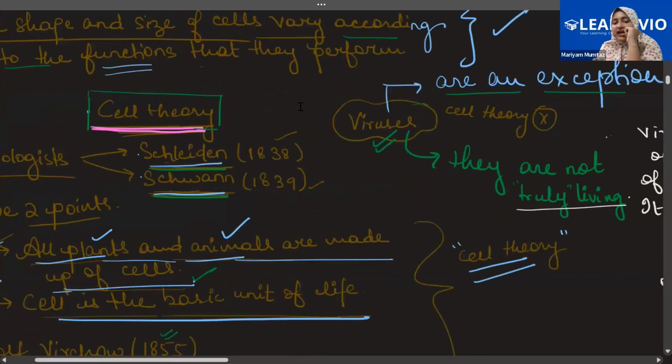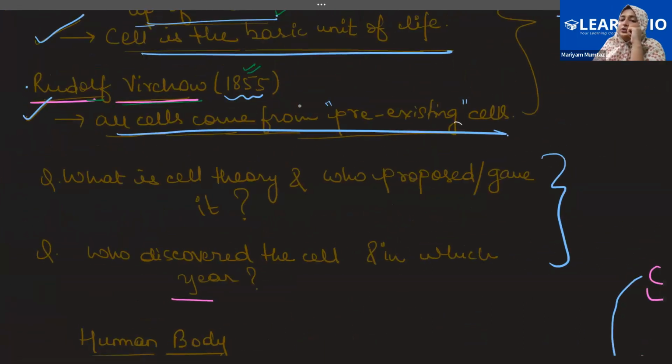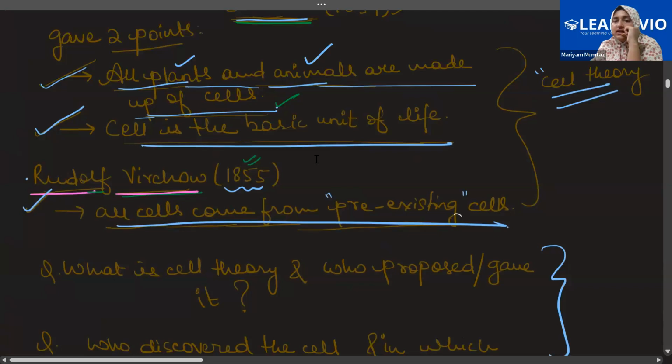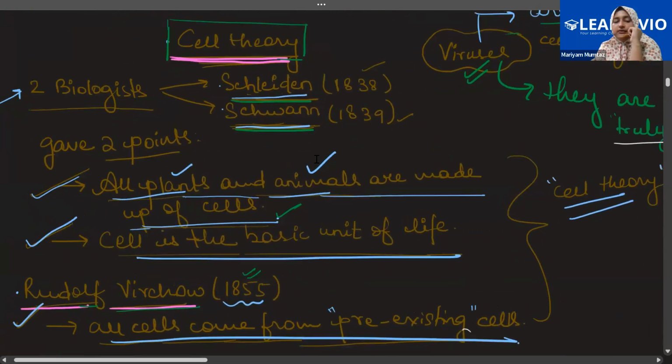Now, the questions that can come from this are like, what is cell theory and who proposed the cell theory? Then another question that can be asked is, who discovered the cell and in which year was the cell discovered? So this much is clear, students. Any doubts? No, ma'am. All right. Now you can note this down.